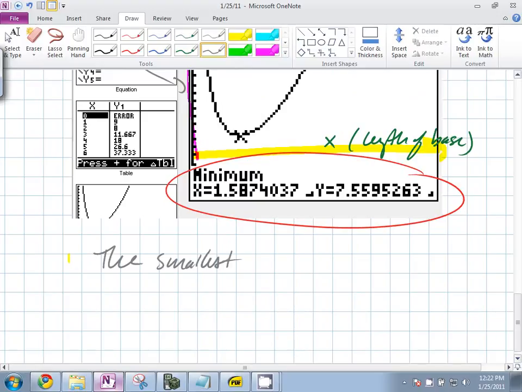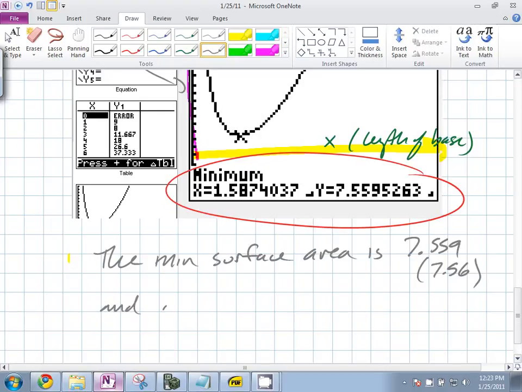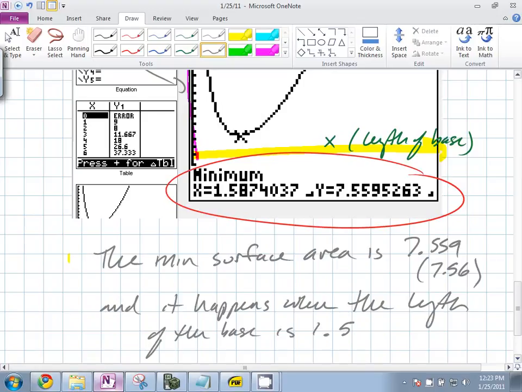The minimum surface area. Well, not smallest. The minimum surface area. The min surface area is 7.559 or 7.56, and it happens when what? When the length of the base is 1.56. I like going to 3 decimal places when I can.